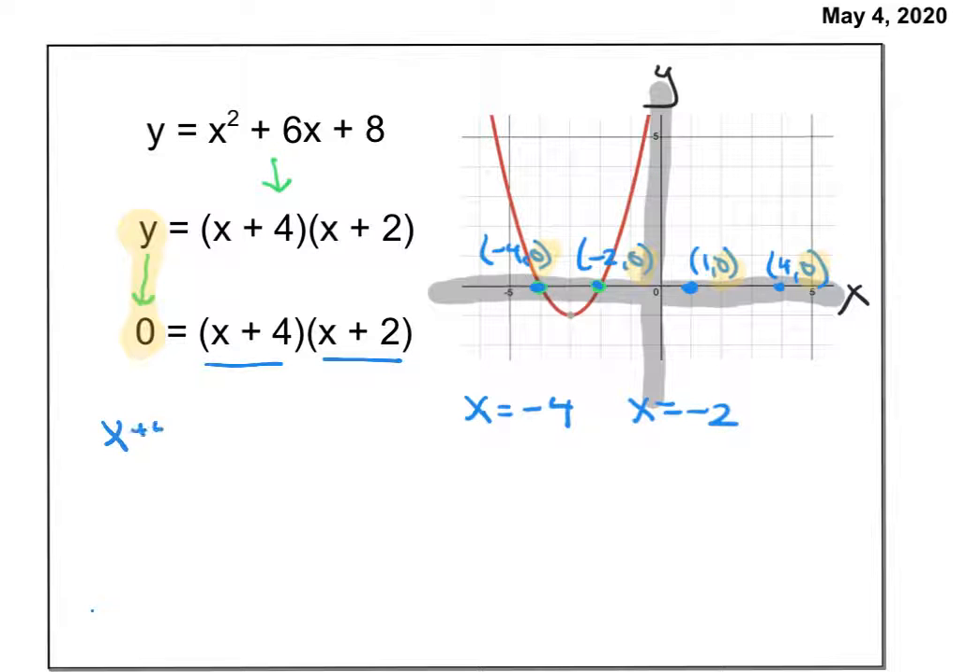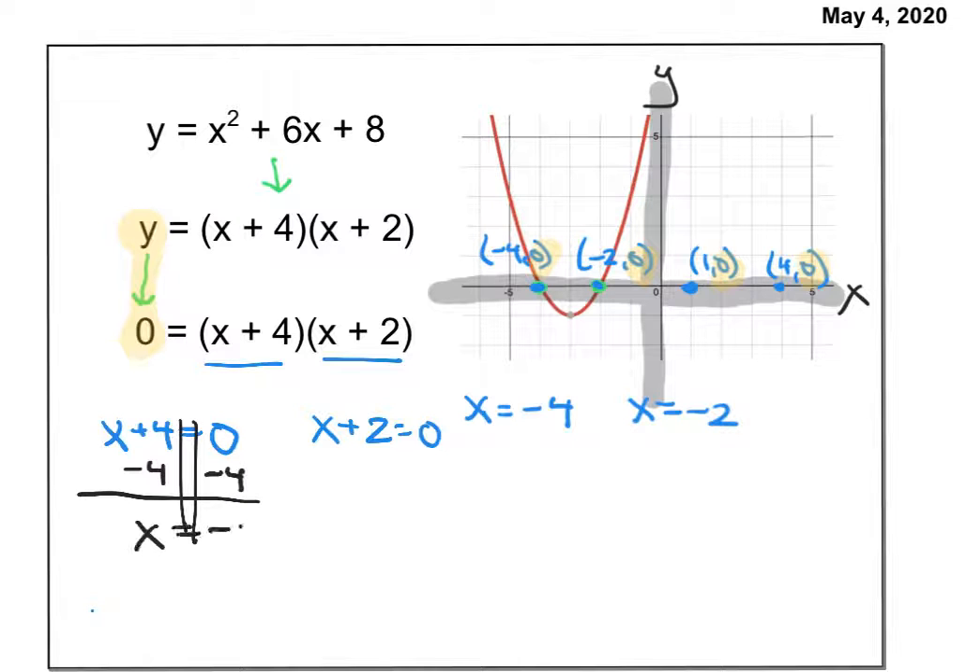I want to know what's happening when x plus 4 equals 0, and I want to know what's happening when x plus 2 equals 0. So now just solve for x. Put in your railroad tracks. To solve for x here, we subtract 4 from both sides. I get x equals -4. And on my second equation, railroad tracks, subtract 2 from both sides, I get x equals -2.